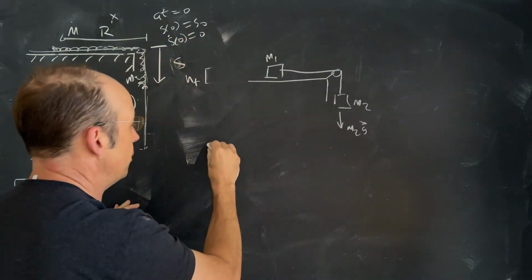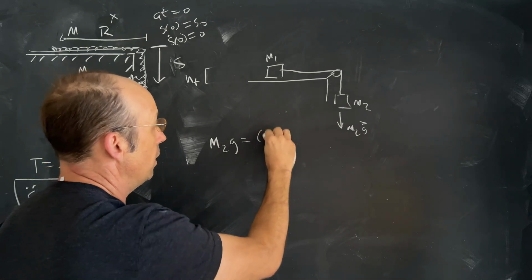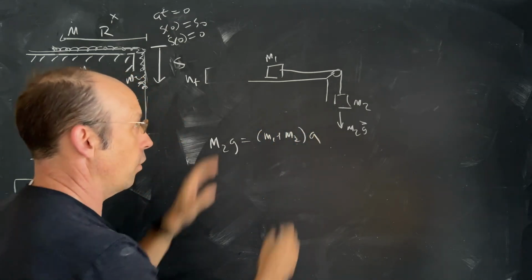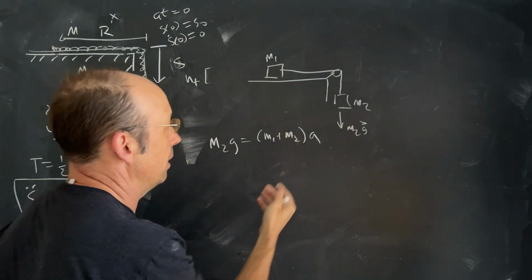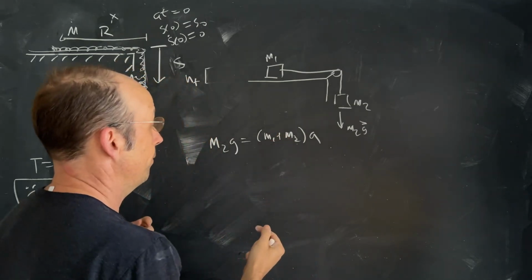So in one dimension, you can say the net force is m2g, and that's equal to (m1 plus m2)a. So the whole thing is accelerating. That's the easy way of doing it. I do that in lab just because this is kind of a hard problem for algebra students to solve, but we just do it that way.